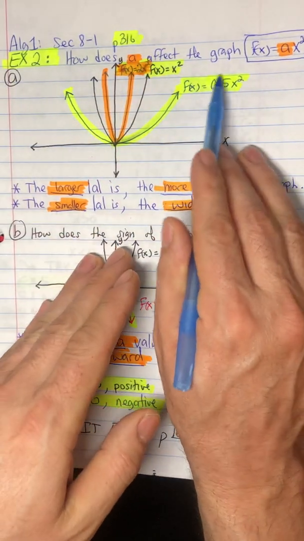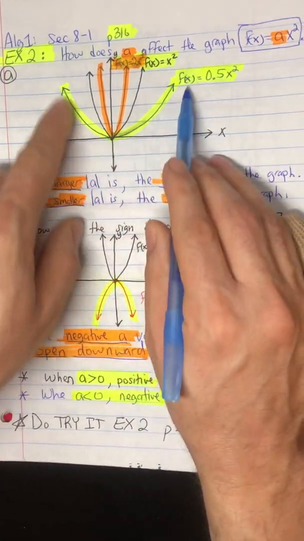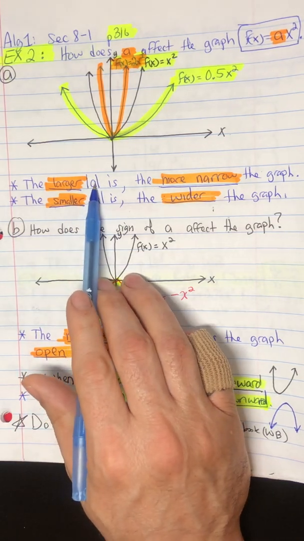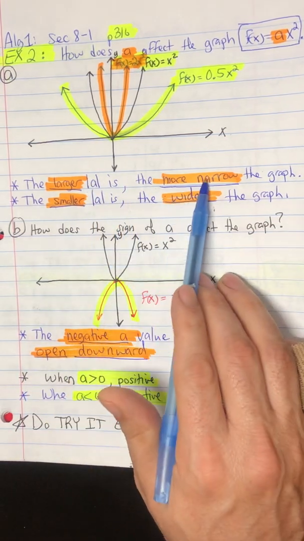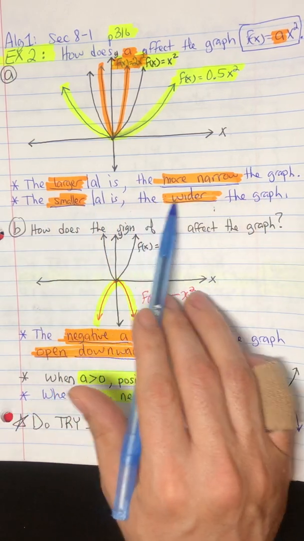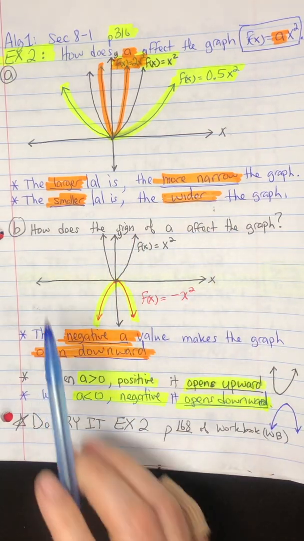The smaller the number in front of x squared, which is called A, the wider the graph is, whether it's positive or negative, doesn't matter. So that's why we say the absolute value of A. The larger the absolute value of A, the more narrow the graph is. The smaller the absolute value of A, the wider the graph is. Okay, so that's what always happens with parabolas.